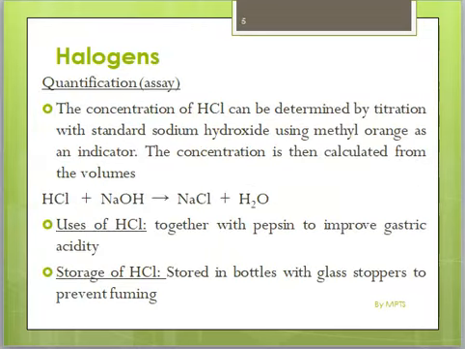Now, how do we quantify? How do we quantify? Of course, for the quantification we can use argentometry, or for HCl we use a titration method with sodium hydroxide. I remember we used this one in A level, using methyl orange as an indicator, and of course you need to calculate. This is a standard solution. If you know the standard solution, you can easily calculate the quantities. Now, it can be used together with pepsin to improve gastric acidity if you have a problem with gastric acidity, and it is stored in bottles with glass stoppers to prevent fuming.